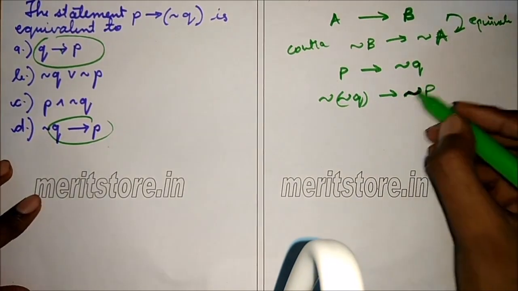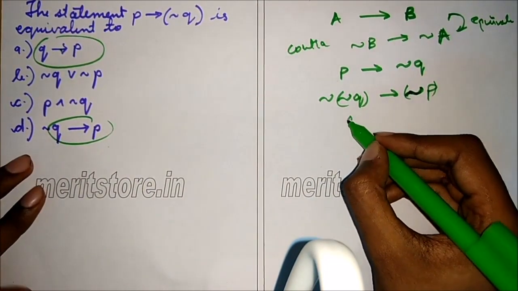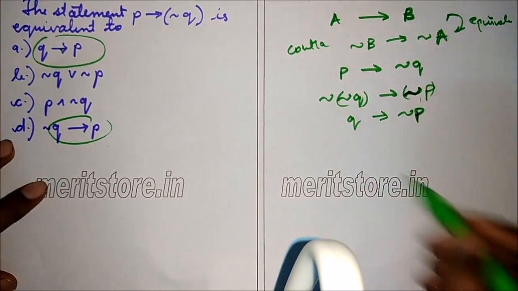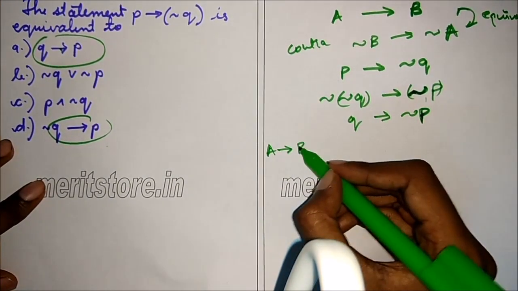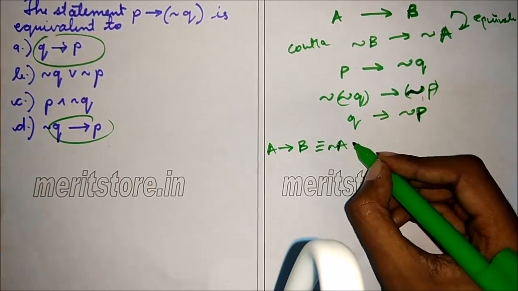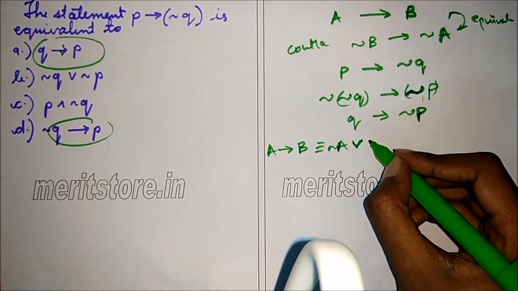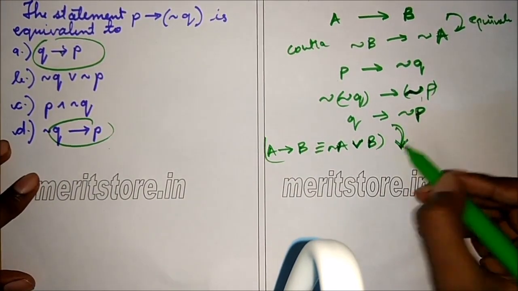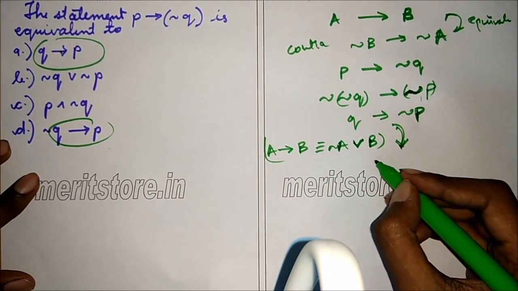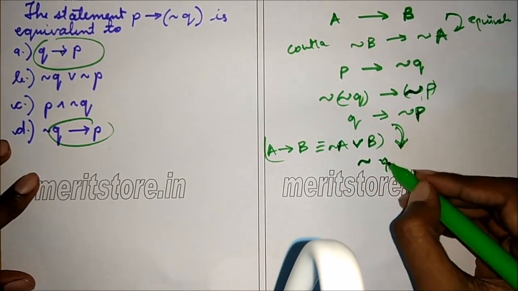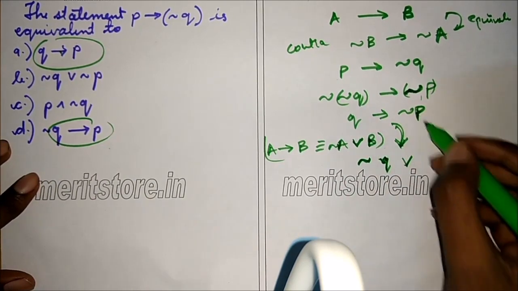So this is negation of P, that is equal to Q implies negation of P. Now A implies B is also equivalent to negation of A or B. So the equivalent for this is negation of Q or B, that is negation of P.